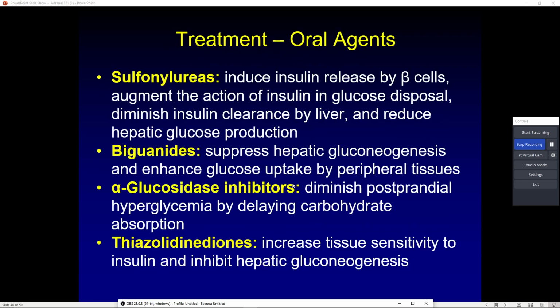How do we treat it? We can use sulfonylureas, biguanides, alpha-glucosidase inhibitors, and thiazolidinediones. Let's try that again. Thiazolidinediones. I probably still said it wrong. Either way, essentially what we're doing is trying to do one of a couple things. Okay, I'm trying to increase insulin production, okay, and insulin release with sulfonylureas. I'm trying to suppress gluconeogenesis with biguanides, okay, and enhance glucose uptake by the tissues and by the cells.